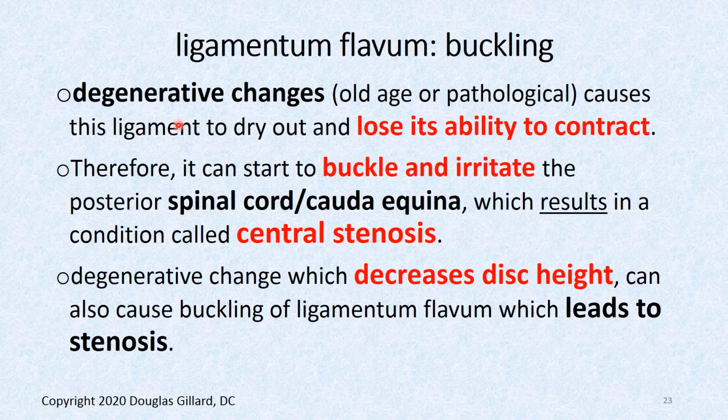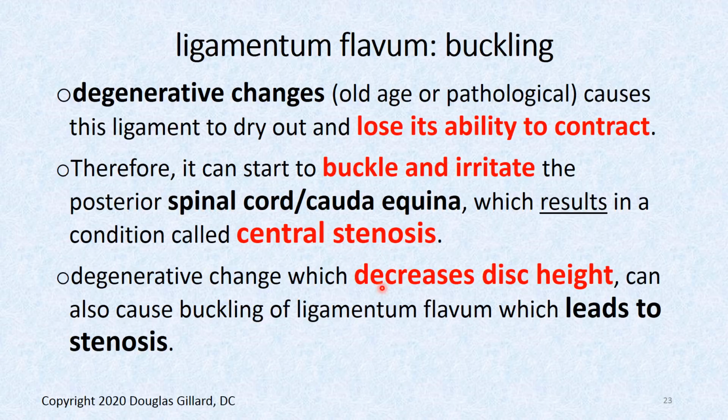Degenerative changes, everything I just said, cause the ligament to dry out and lose its contraction ability. Therefore, if it starts to buckle by itself because it doesn't shrink anymore, it can start to irritate the posterior part of the spinal cord, cauda equina, everything I said, which results in something called central stenosis. And we'll look at an example of that in a minute.